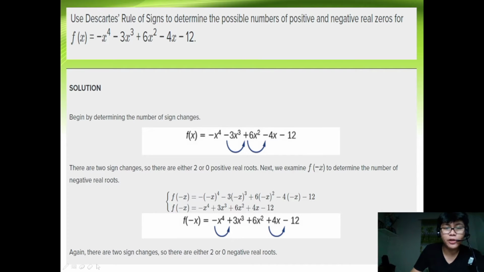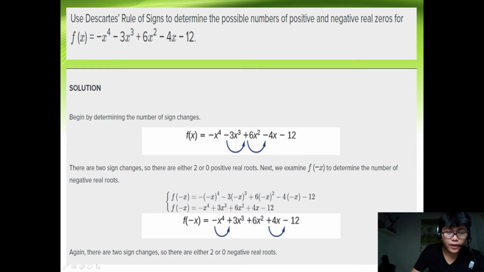So maybe you're wondering why there could be 0 positive real roots. Again, there is a loophole here in the Descartes rule of sign, meaning it gives the maximum, okay? Meaning 2 is the maximum number of positive real roots, either 2 or 0. Okay, so later on we will discuss that. The same way applies to f of negative x.